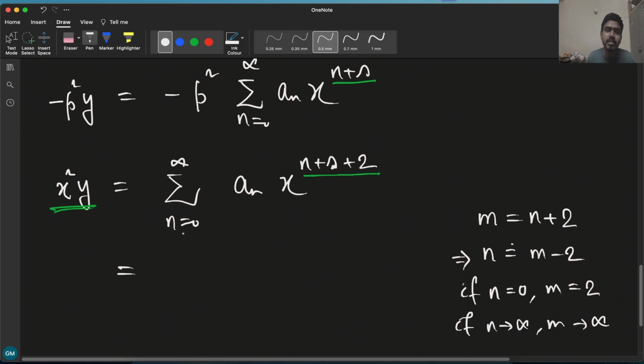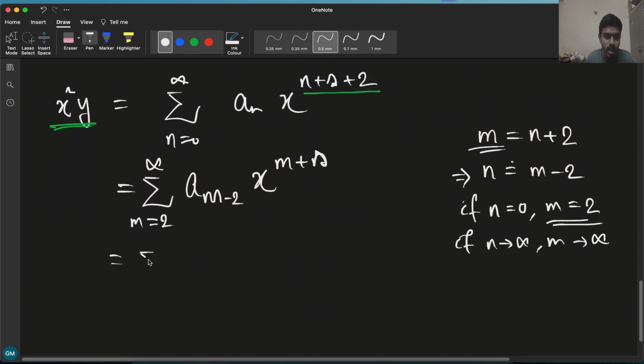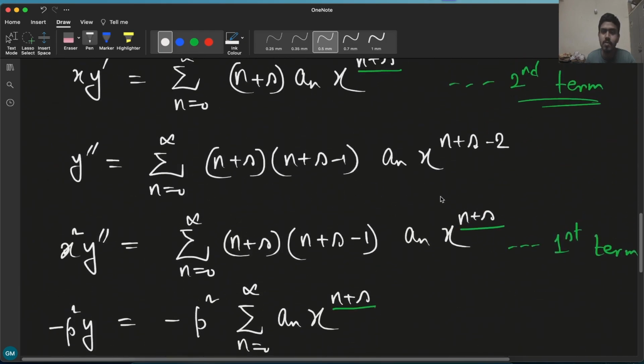And now if I replace this n with m, then the summation will go from, so instead of n equals 0, it will go from m equals 2 to infinity a of m minus 2 x to the power m plus s, because instead of n plus 2 I am writing m, and as this m is a summation index, I can write the summation as n equals 0 to infinity a of n minus 2 x to the power n plus s, which is this term x square y. And now I will put all these terms together.